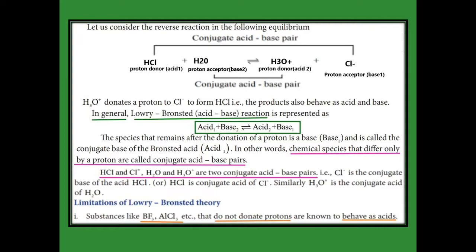But according to our Lowry-Bronsted theory, what is the acid? Those that donate the H plus are called proton donors, and they are called acids. But boron trifluoride and aluminum trichloride never donate H plus because they never contain H plus. So according to Lowry-Bronsted theory, even though boron trifluoride and aluminum trichloride behave as acids, we never consider them acids. So we need one more definition for acids and bases.